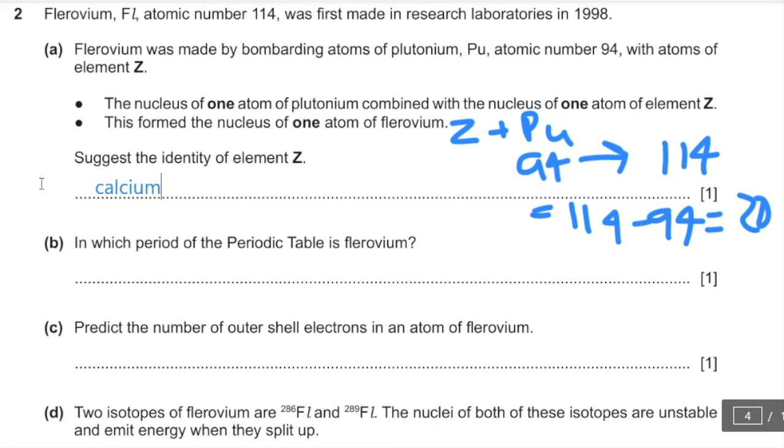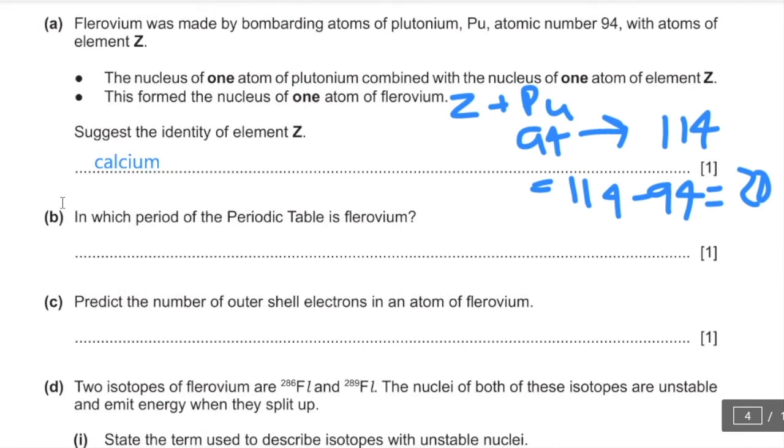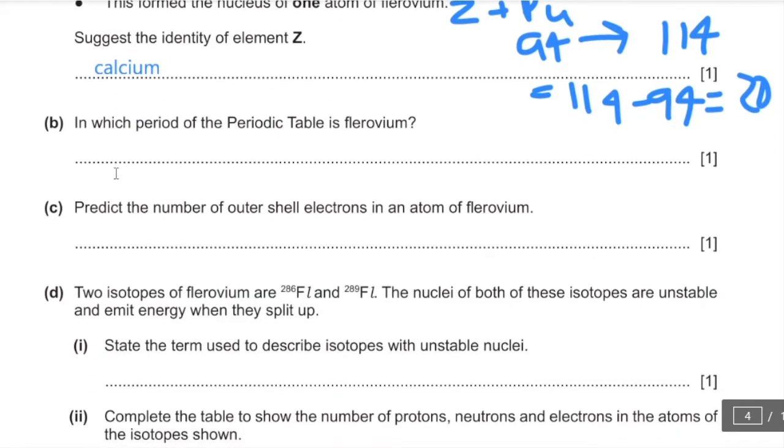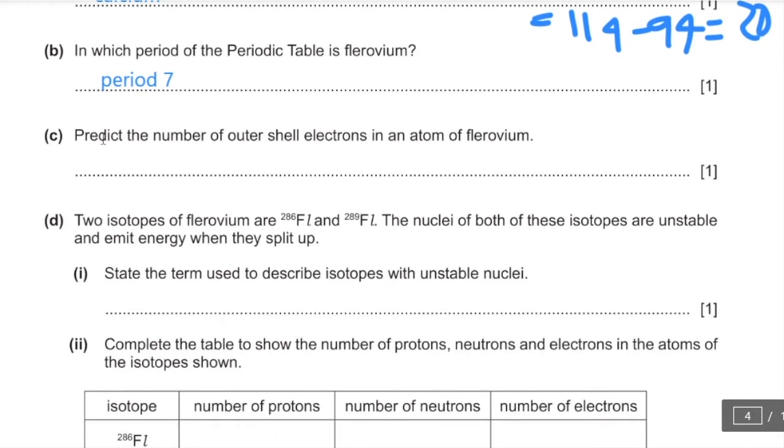B, in which period of the periodic table is flerovium? So flerovium is found below lead in group 4, which places it in period 7. Predict the number of outer electrons in an atom of flerovium. Since it's found in group 4, it would have 4 electrons in its outer shell.